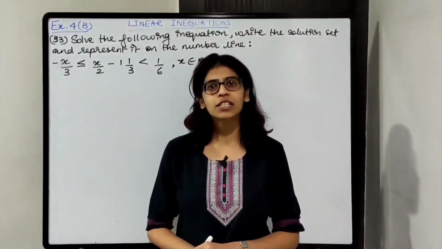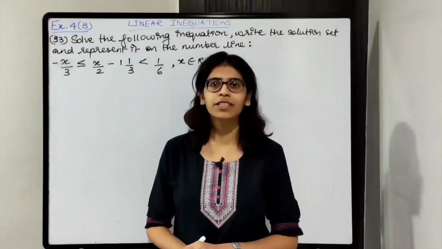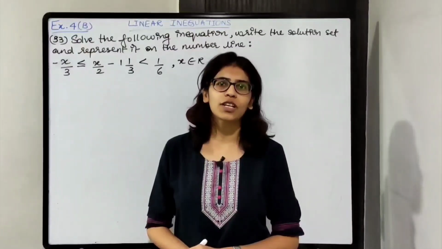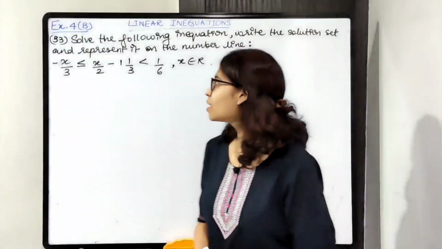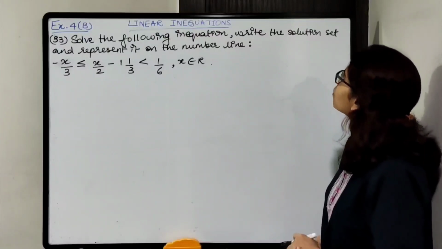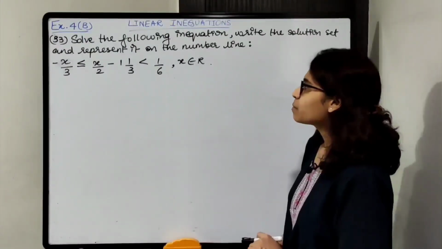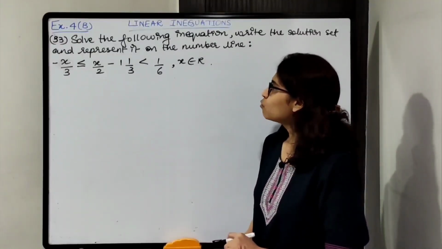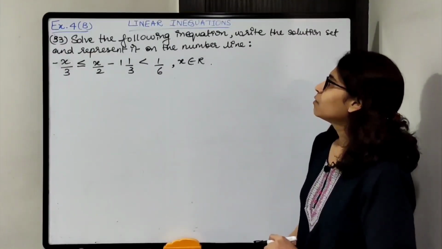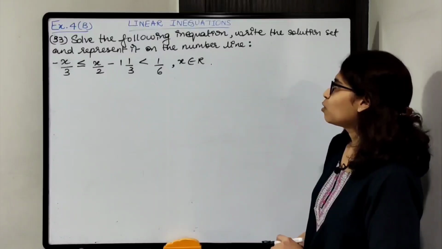In this video we'll continue with exercise 4B from chapter Linear Inequations. So starting with question number 33. Solve the following equation, write the solution set and represent it on the number line. Minus x by 3 is less than or equal to x by 2 minus 1 by 3, which is less than 1 by 6, where x belongs to R.